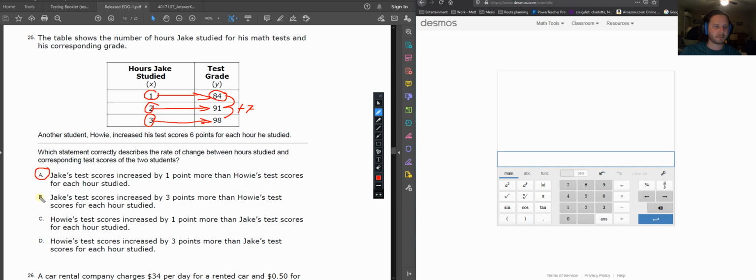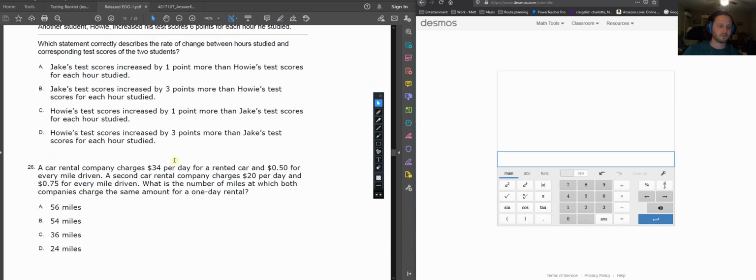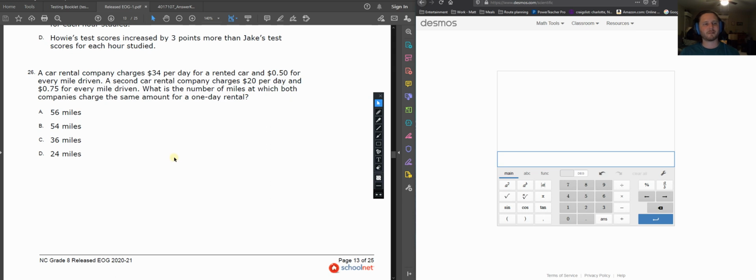Let's see what's wrong with B. B says it's 3 points more. No, it's not 3, it's only 1. C says Howie's score increased 1 point more than Jake's. No. Howie increased by 6, Jake increased by 7. And D just has everything wrong. So, that is 25. For number 26, a rental car company charges $34 per day for a rented car.